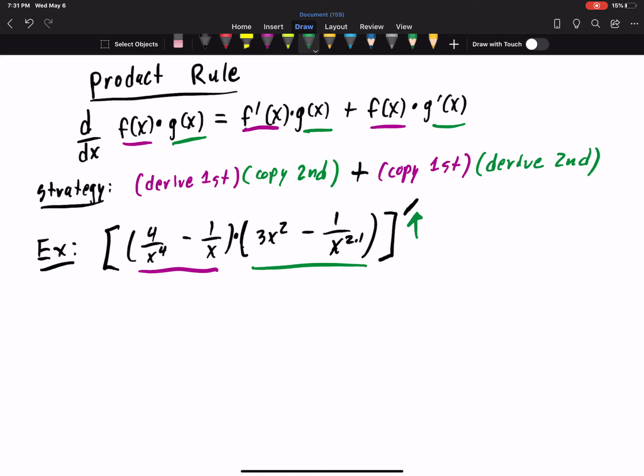Okay, so how do we go about doing this? Use the above strategy: derive the first, copy paste the second, copy the first, derive the second. But before we do that, we need to manipulate this a little bit algebraically because we need to use the power rule to make this happen. So notice we have a lot of x's in the denominators. We want to get those up to the numerators in order to use the power rule, just like the power rule practice that we've done in previous lessons.